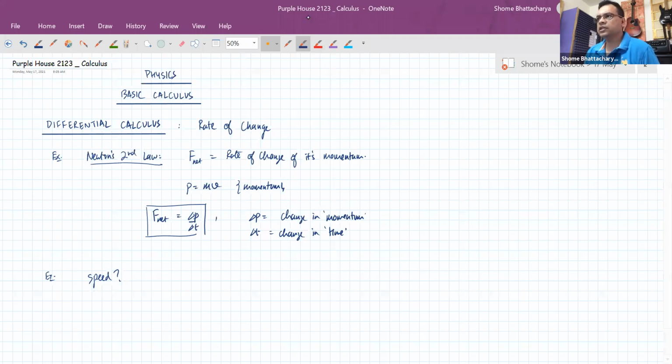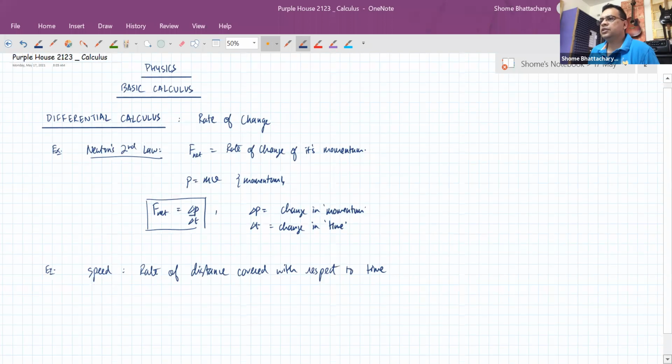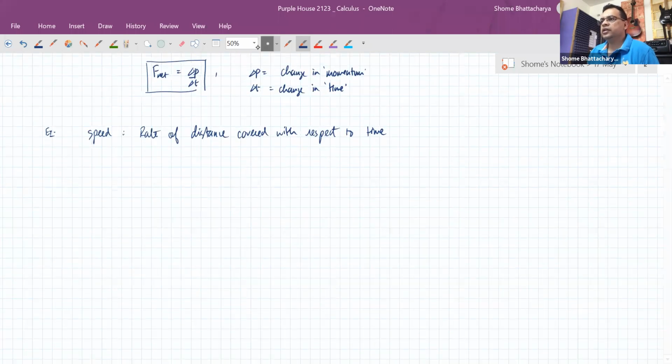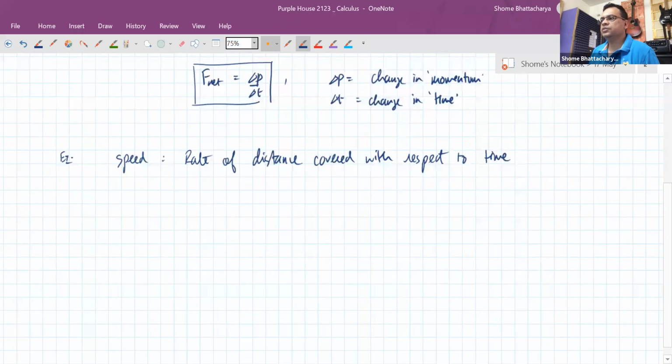So coming back to the definition of speed, how do we define speed? Speed is basically rate of distance with respect to time. So speed is defined as this rate of distance covered with respect to time. Now, from here, actually, the whole story of differentiation or differential calculus begins.